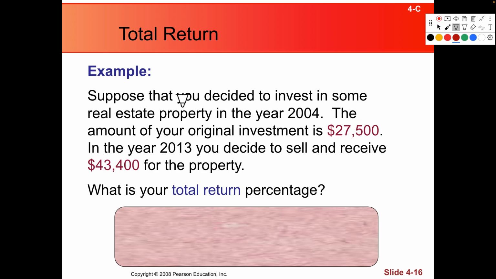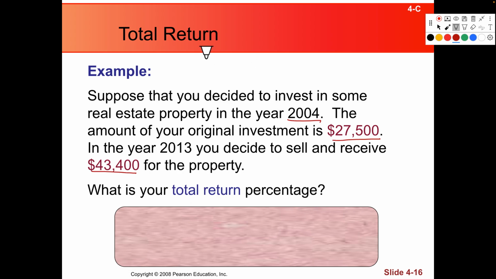So here's our example. Suppose you decide to invest some money in real estate, 2004. The amount you invested, you bought some land, say, for $27,500. In 2013, you sold the land and you got $43,400. Nice little return. What is the total return?